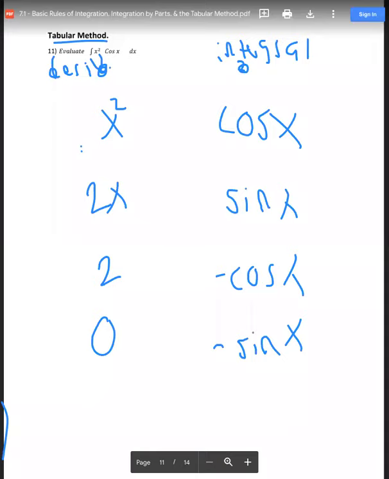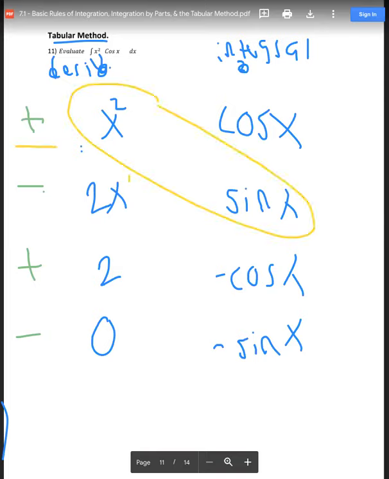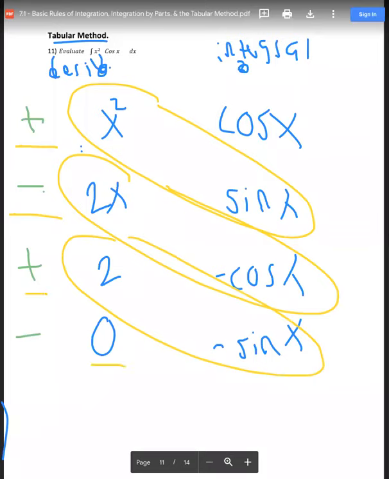So for tabular, 2 more things you have to do. You have to remember to do plus minus, because each row is a different sign. So this is plus, minus, plus, minus, plus, minus. And you get your answer by multiplying across different rows. So you multiply these 2, remembering this sign. You multiply these 2, remembering this sign. And you multiply these 2, remembering this sign. There's no term that goes with 0, so there's nothing you do.